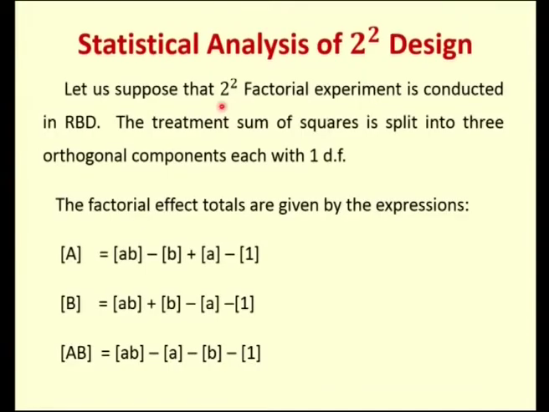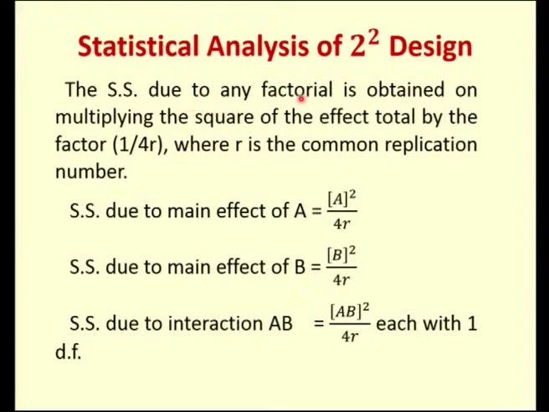And now we will have the statistical analysis of the 2 power 2 design. Let us suppose that a 2 power 2 factorial experiment is conducted in RBD, and the treatment sum of squares is split into 3 orthogonal components, each with 1 degree of freedom. The factorial effect totals are given by [A], [B] and [AB], and the sum of squares for any factorial effect is obtained by multiplying the square of the effect total by the factor 1/4r, where r is the common replication number.